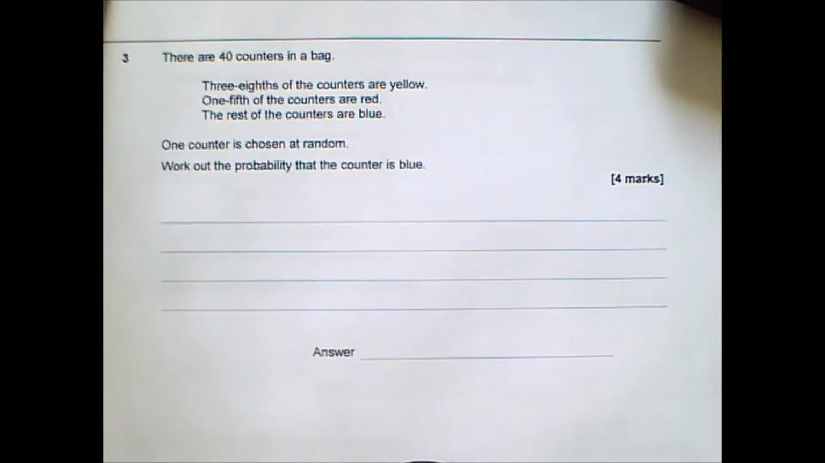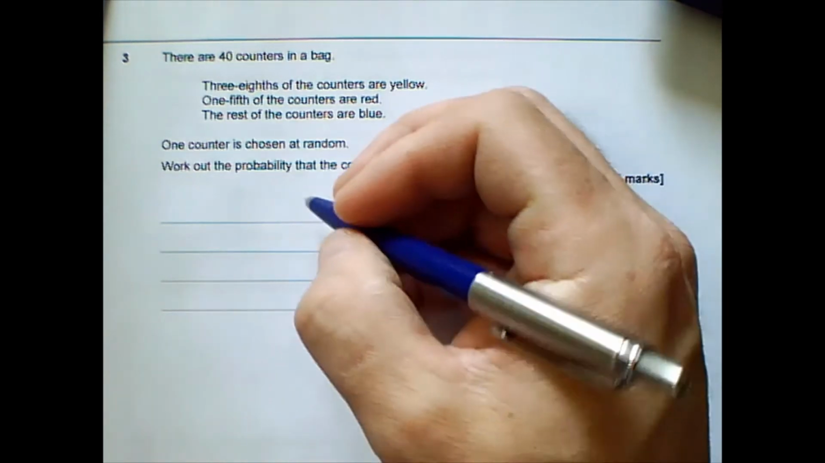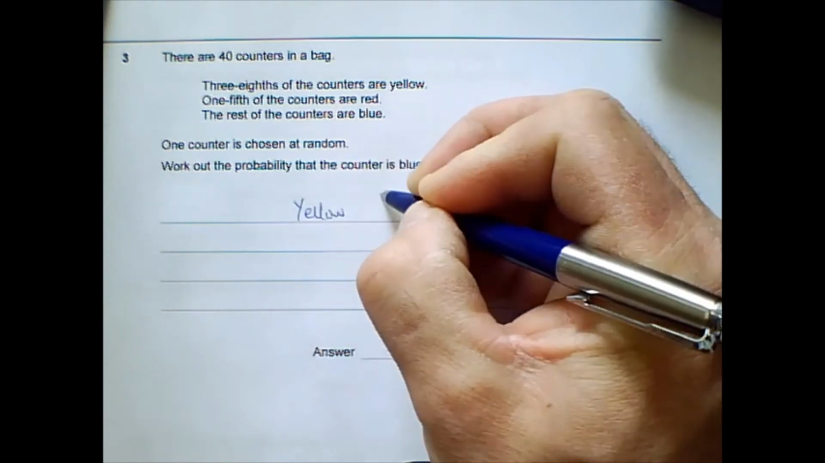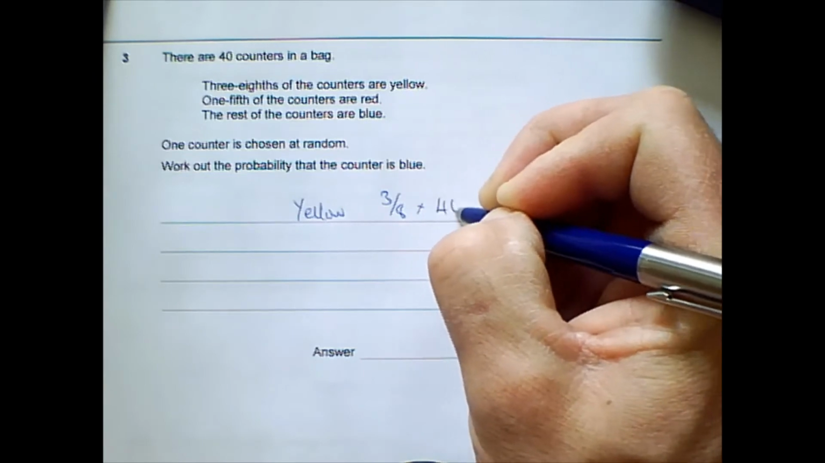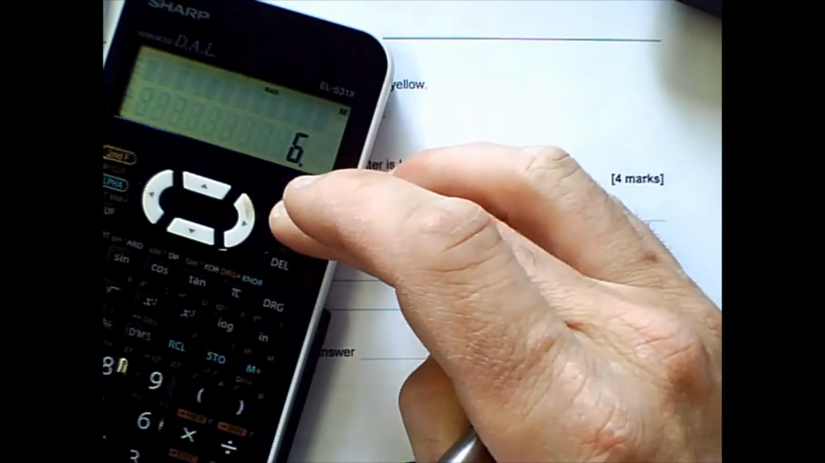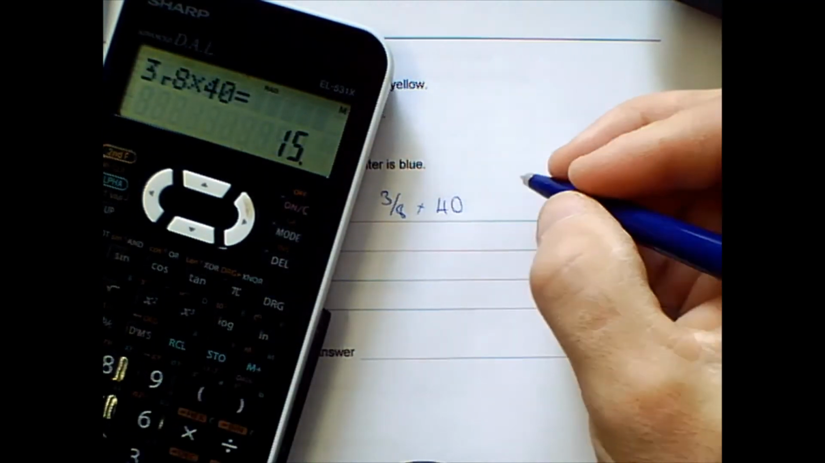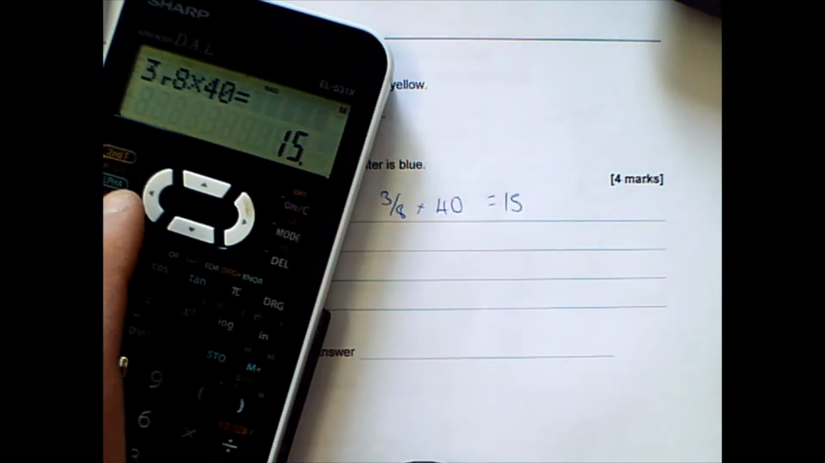Question 3. There are 40 counters in a bag. 3/8 of the counters are yellow, 1/5 are red, and the rest are blue. One counter is chosen at random. Work out the probability the counter is blue. So I need to work out how many of each. So for yellow, I've got 3/8 times by 40. So I could be using my calculator here, use the fraction button, and I get 3/8 times by 40, which means there are 15 yellow counters.